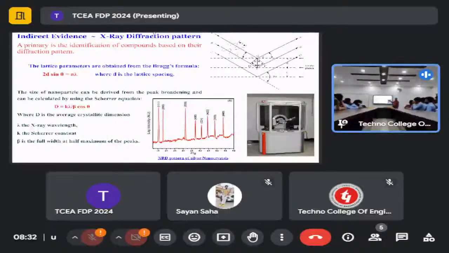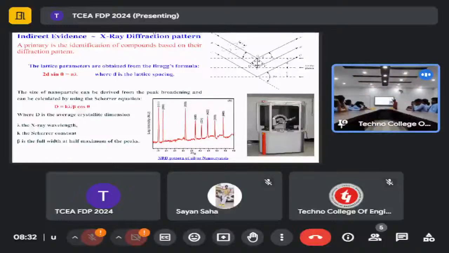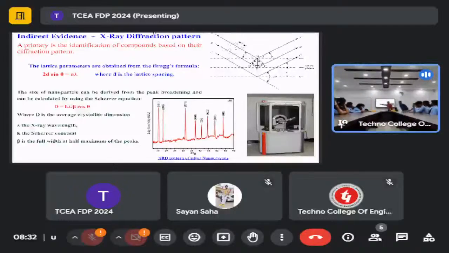Indirect measurement we can get by the X-ray diffraction pattern. This is the X-ray process. X-ray we throw to the sample, it gets reflected, and then the diffraction pattern we obtain. This is the sort of diffraction pattern we can have in the case of nanoparticles, and from a particular single peak in the diffraction pattern, we may get the size of the nanoparticles.